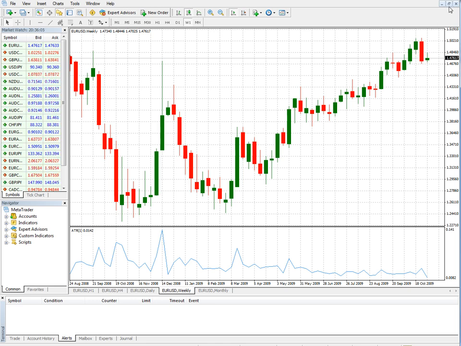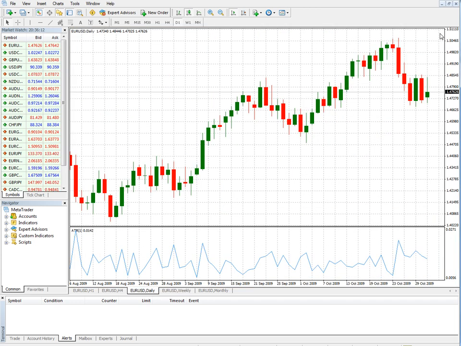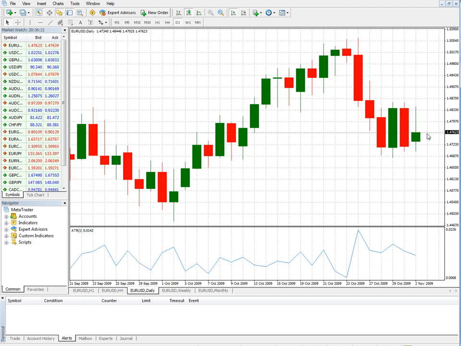Now we're going to go to the next time frame, which is daily. We're going to take a look at some things here. Let's take it up here, expand that just a taste. There we go. Now here we have two different types of breakouts that we want to look at.